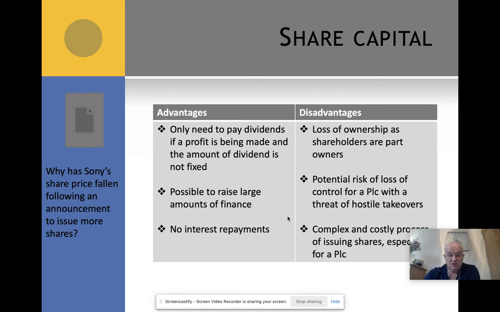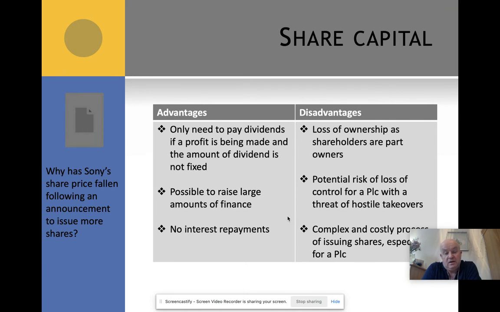Advantages and disadvantages of share capital then. There are three listed for each. In some instances, the advantages are that you only have to pay dividends if the profit is being made, and you don't have a fixed dividend that you have to pay. Clearly, one of the things that you want to try and do is offer decent dividends each year if you can, because that's just going to mean that people are going to be satisfied and happy that they've made a decent investment in the first place. But also there's a possibility to raise large amounts of finance, and clearly you don't have to pay any interest.